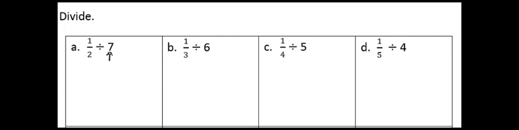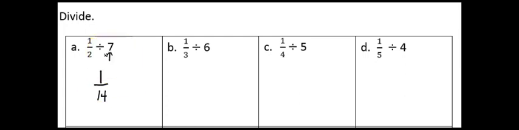Each of those pieces would be 1/14, because the other half that's not shaded would also be divided into 7 pieces, and that would give you 14 pieces that make up the whole. So 1/2 divided into 7 pieces means that each piece would be considered 1/14.